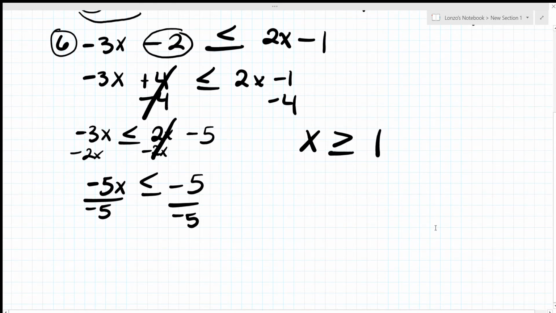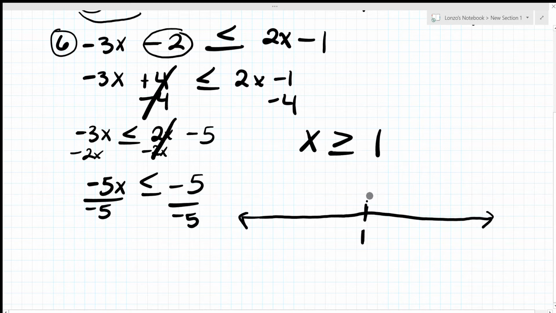So how would I graph it on a number line? You could do the dark circle, and we can also do the bracket. So here's 1, right? One option is doing the dark circle because there's an equal sign, right?